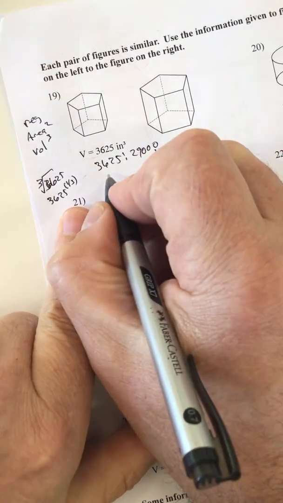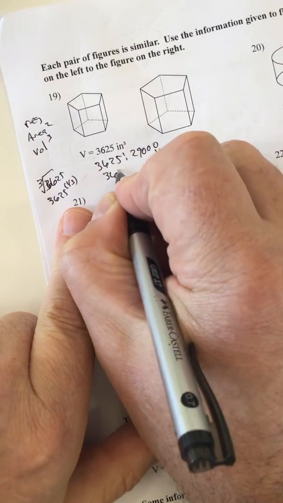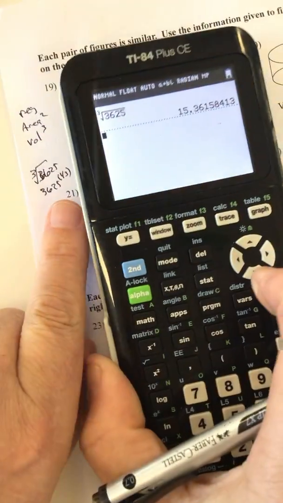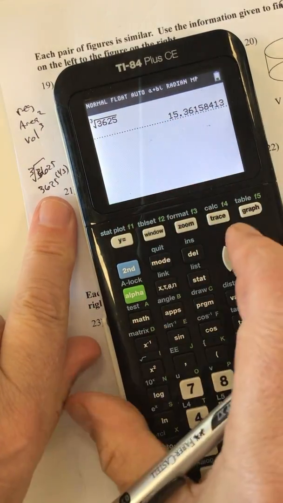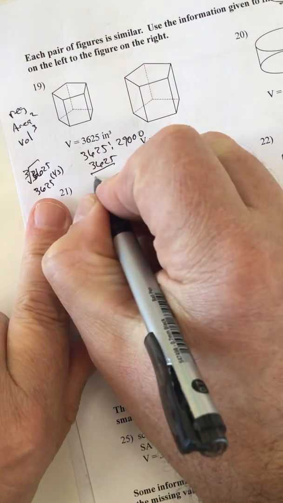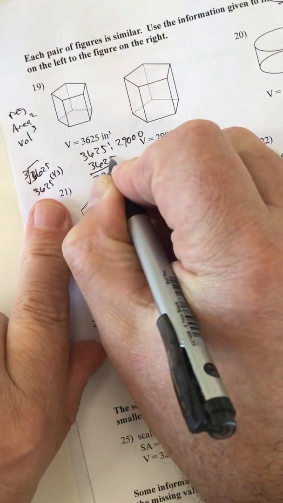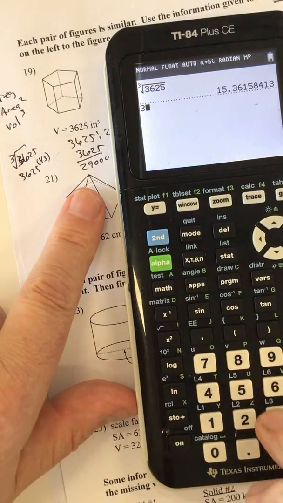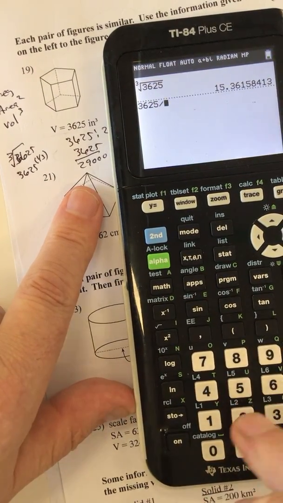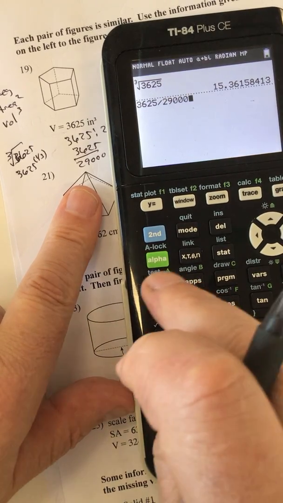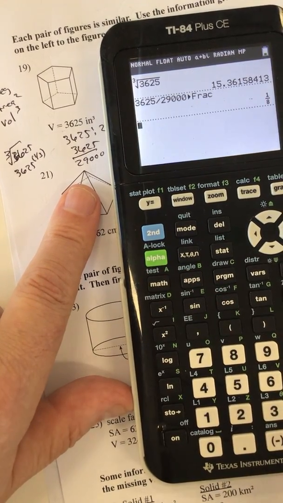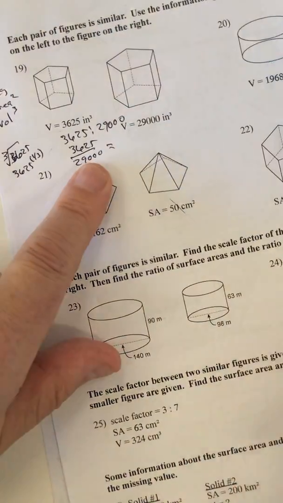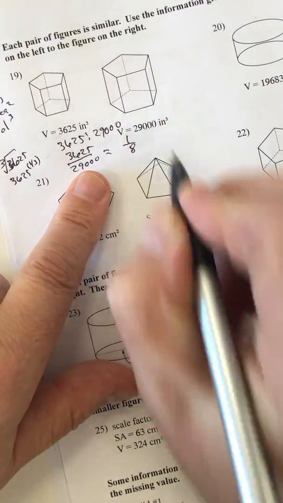Okay, before we get going, I need to see if this reduces. When I put in 3625 to the 3rd, that didn't come out very clean. That's giving me the hint that this probably reduces a little bit, and I can see, oh yeah, I should have divided it by 5. So I'm going to take 3625 over 29000 and hit math fraction, and that'll tell me what it is reduced. So that's the same thing as 1 to 8.